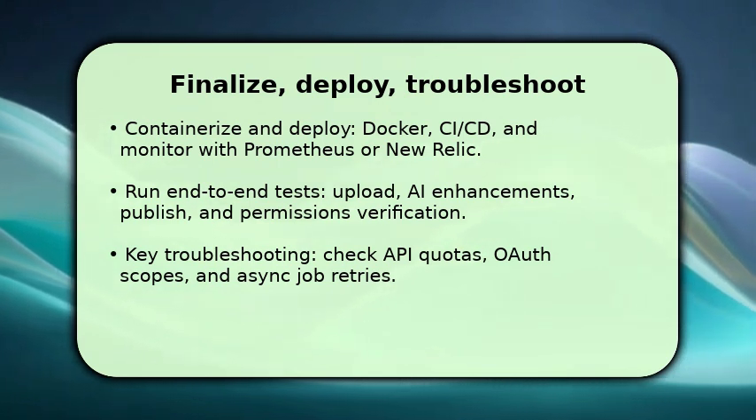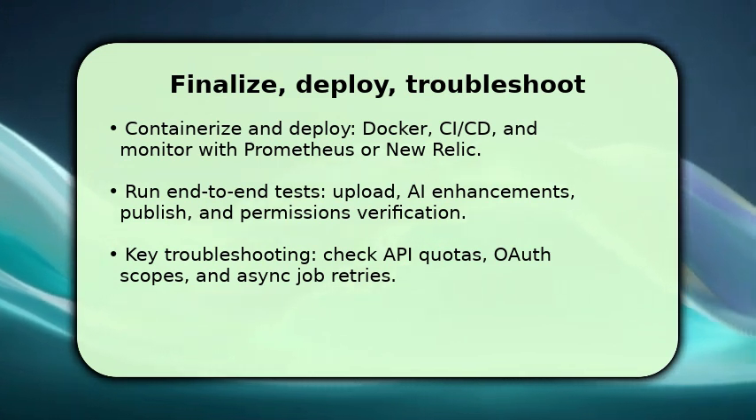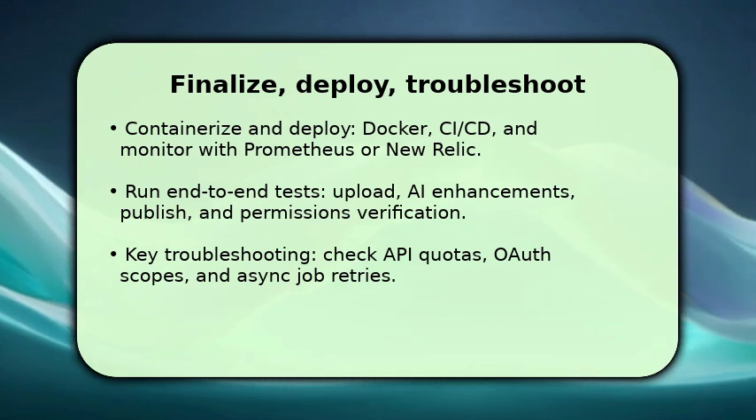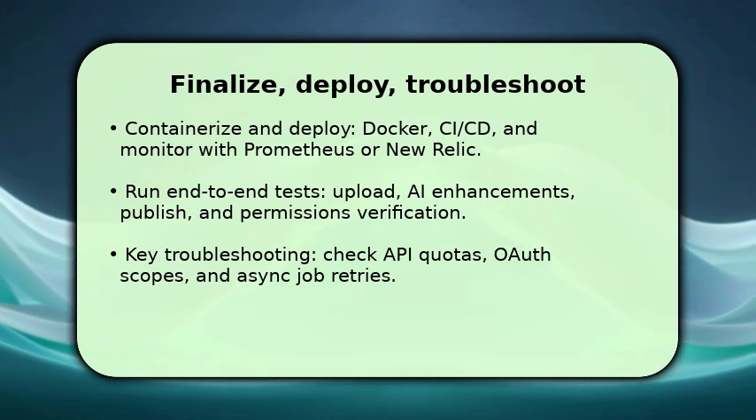If something breaks, start by checking API quotas, OAuth token scopes, and background job retry queues. These are the most common failure points, and resolving them restores a smooth publishing flow.